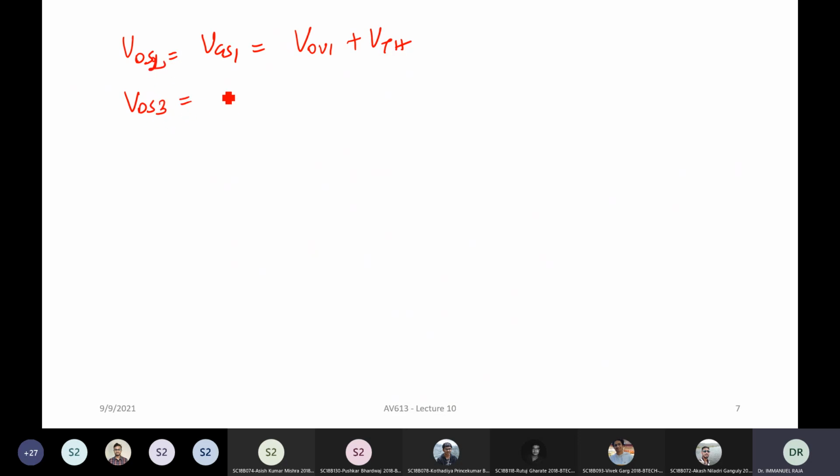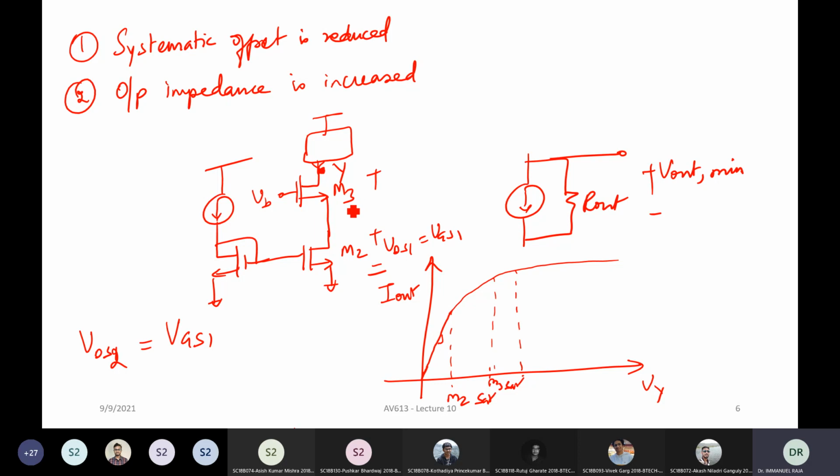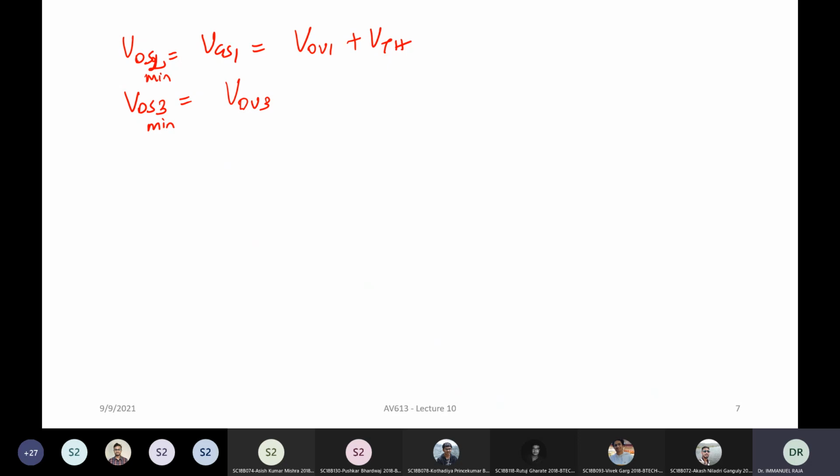And VDS3 should be at least VDS sat, which can be written as VOV3, right? Let's say this is the min. So M3 needs to be just in saturation, but you want M2 to have the same VDS1, which is equal to VGS. Now, when you talk about VGS, you have a threshold voltage term. So Vout min can be written as what? You have VOV1 plus one threshold voltage plus one VOV3.